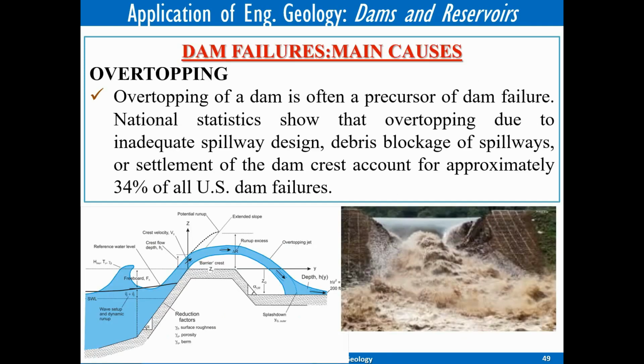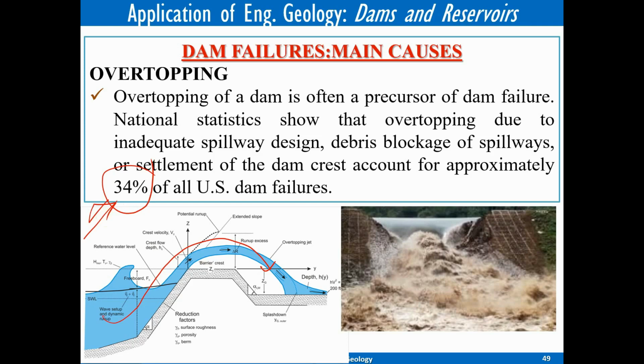The second reason is overtopping. If your spillway or other water releasing or floodgate techniques are not adequate enough to release the water to the downstream side, what will happen? The water will rise and overtop the dam structure. It's a huge cost to have dam failures, because 34% of US dam failures are due to overtopping. Overtopping of a dam is often a precursor of dam failure.